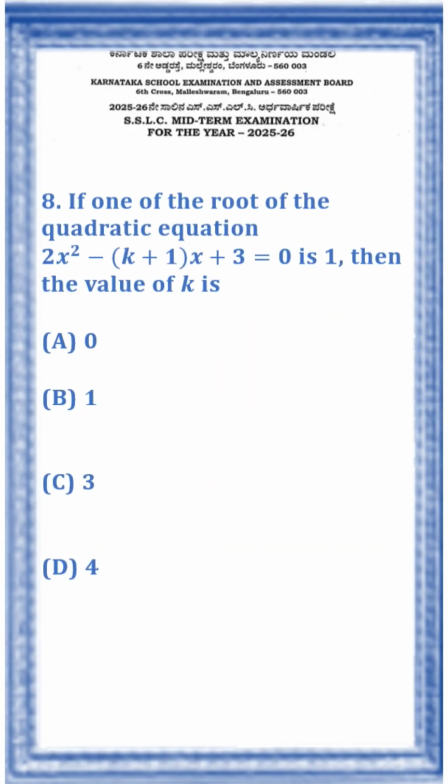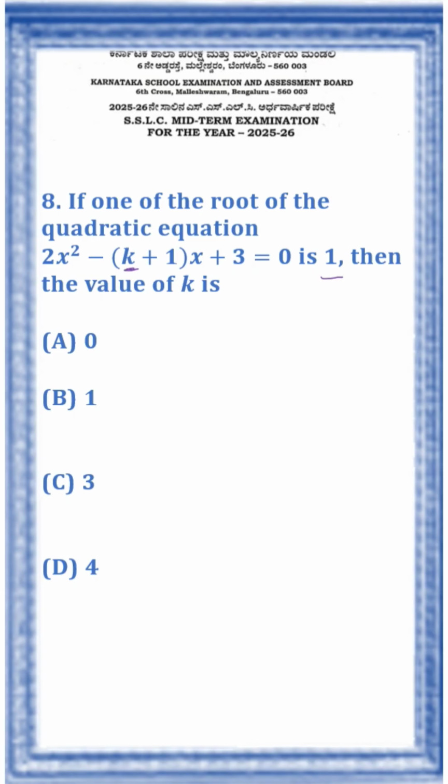Now let us solve the 8th question of the SSLC midterm examination question paper. If one of the roots of the quadratic equation 2x square minus (k plus 1) into x plus 3 is equal to 0 is 1, then we have to find the value of k.